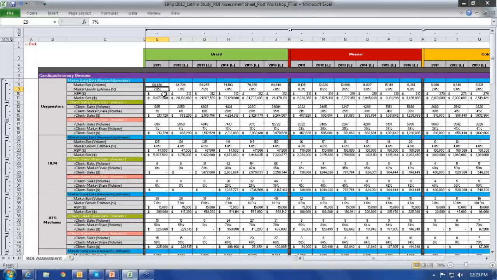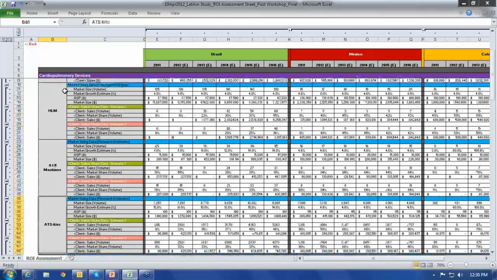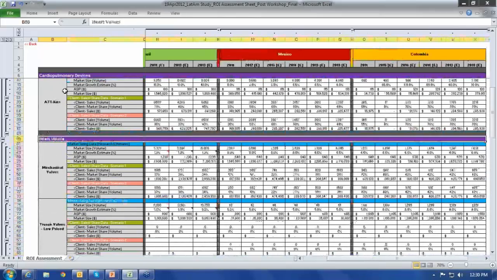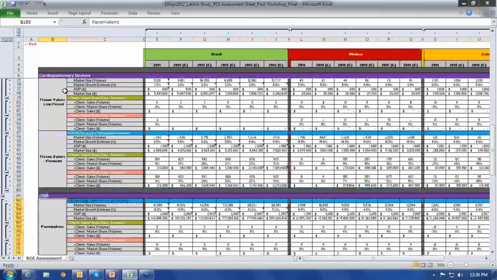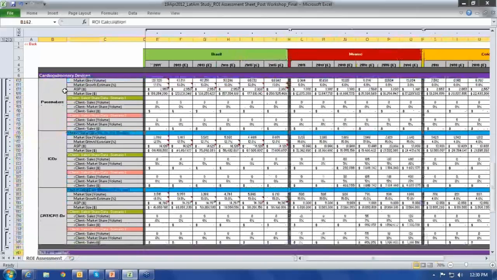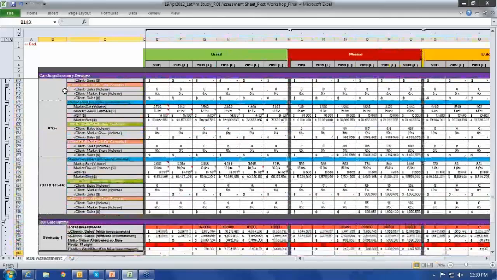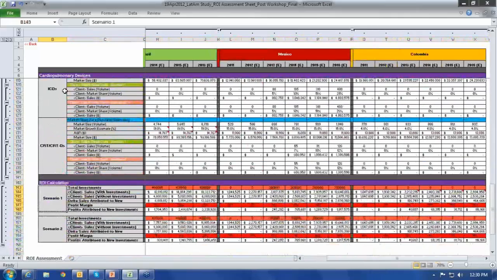And here's the average selling price of this kind of product, and here's the kind of market share that we think you can get and you should plan to acquire if you want to be successful in the market. So we did that for all the different product categories. You're seeing here heart valves, cardiopulmonary devices, tissue valves, and it's pretty granular analysis. This was not the starting point. This was the end point.